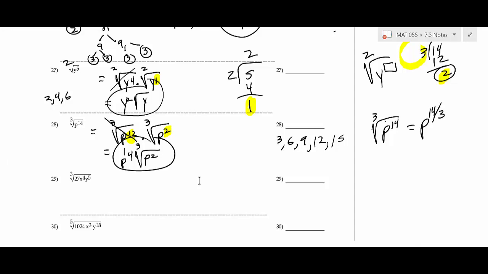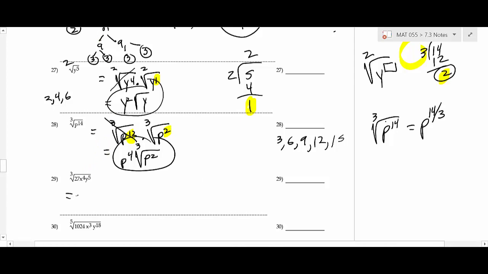The cube root of x to the 4th: 4 is bigger than 3, right? So that means you've got to break it up. That 5 is bigger than 3, you've got to break it up. Now, do you know what the cube root of 27 is? What is it? 3. So go ahead and do it. If you know that number, then go ahead and do it.